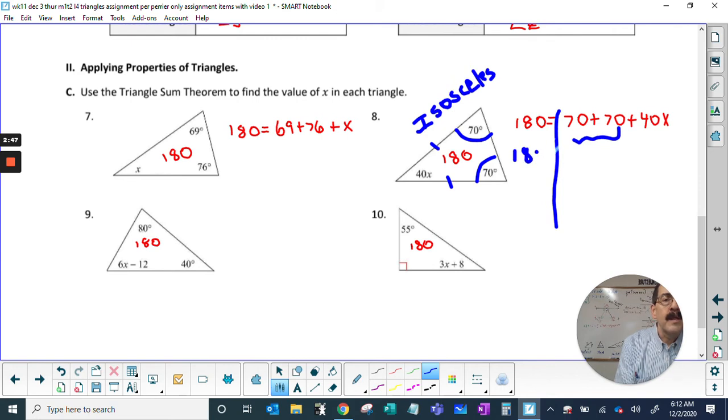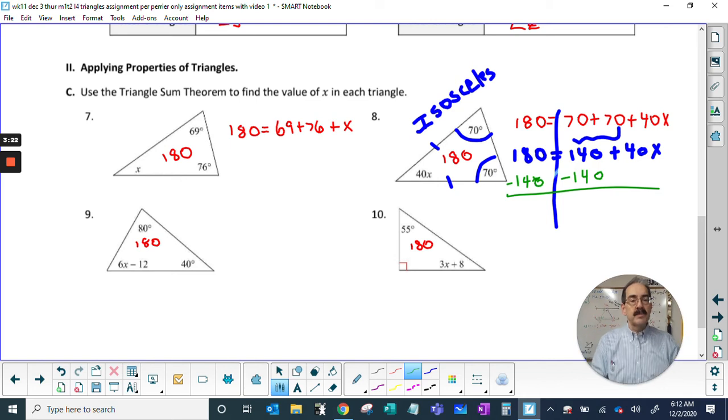180 equals 140 plus 40x. Opposite of a plus is a minus, so we subtract 140 from both sides. Remember, we're going to be doing this all year, this idea of keeping it balanced. All right, I'm an equal sign. Okay, so we accomplished our goal. 140 goes away, leaving us with the 40x, leaving us with only 40.